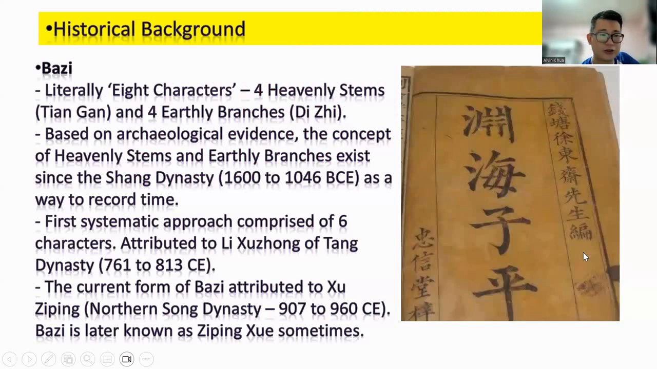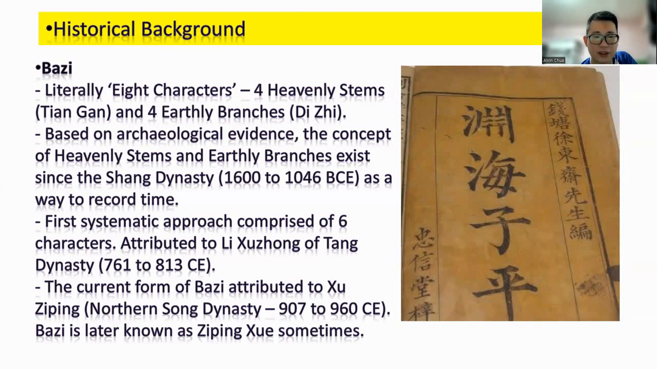First, we talk about the history of Bazi. Bazi literally means 8 characters, 8 Chinese characters. So why 8? There are 4 heavenly stems, or the Tiangang. Then there are 4 earthly branches, which is the Dizi. So together there are 8 characters. That's why we call it Bazi.